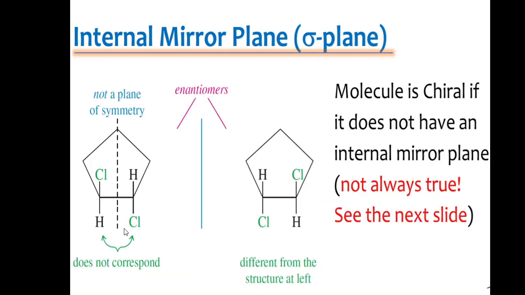Here this trans-1,2-dichlorocyclopentane has no plane of symmetry. So you can say that this molecule is chiral, but it is not always true. That means if a molecule possesses no plane of symmetry, it should be chiral, but it is not always true. We will discuss that later. A molecule is chiral if it does not have an internal mirror plane.